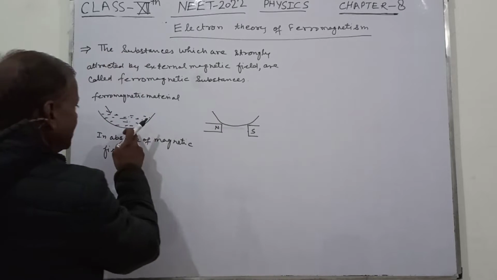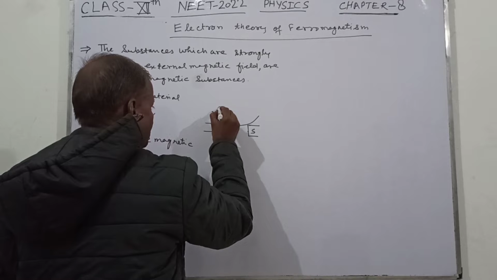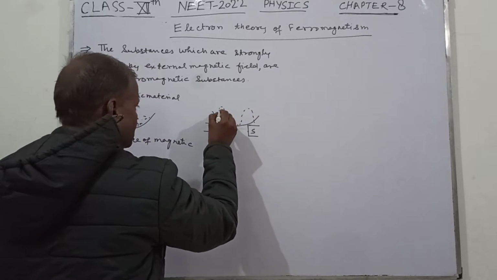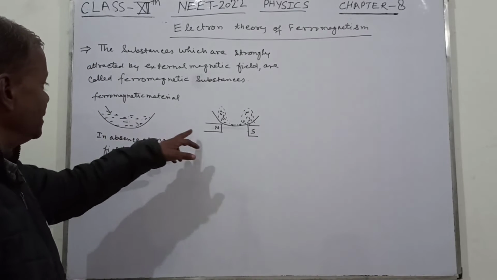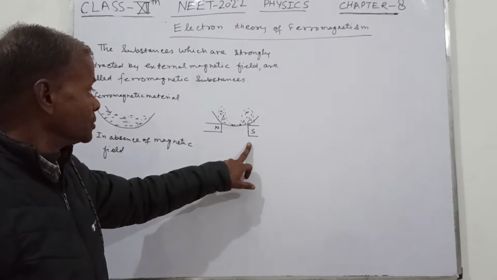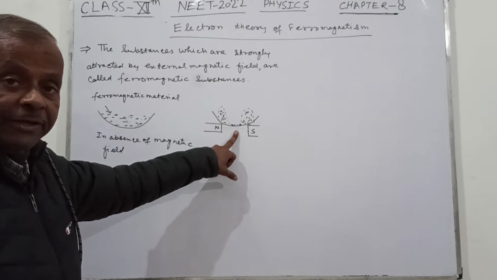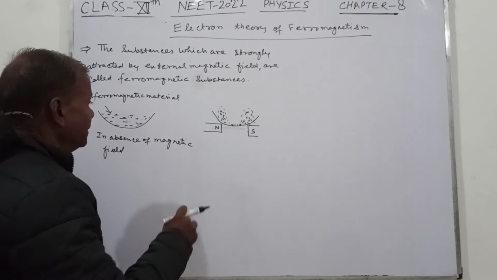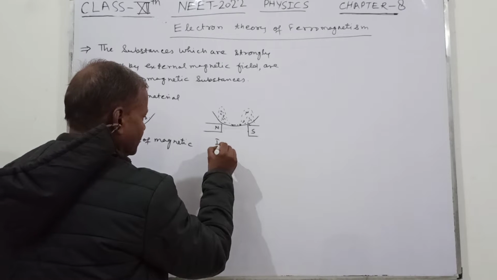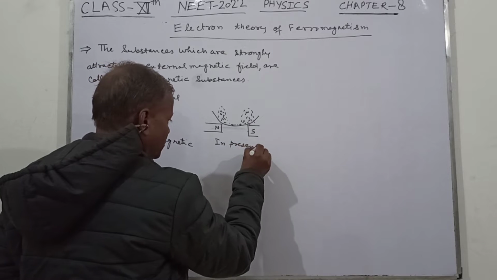Now suppose we are having these two magnets here. This is north, this is another magnet, this is south, and this plate is placed here. Then what happens is that the maximum material is collected near the north pole and the south pole, and just at the center there is very little ferromagnetic material. So this is strongly attracted by the magnetic field, in the presence of a magnetic field.